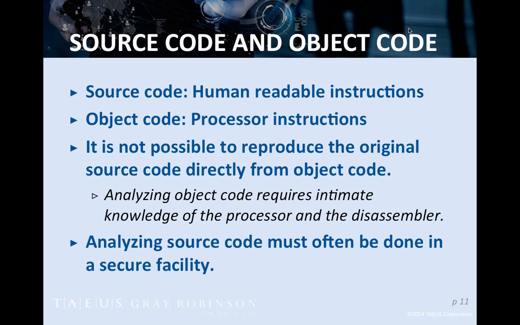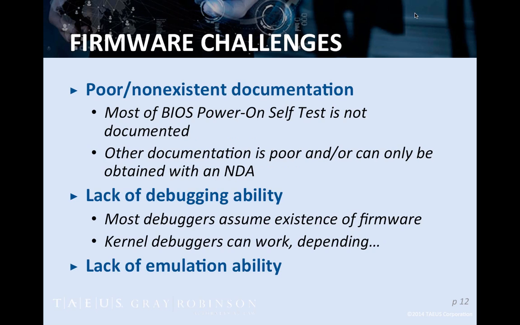Often, black box testing is sufficient to get to discovery, and then a Rule 34 inspection will allow examination of the original source code. This examination often has to be done by an expert in a secure facility under a protective order. And I think Woody will talk a little bit more about that in his presentation.